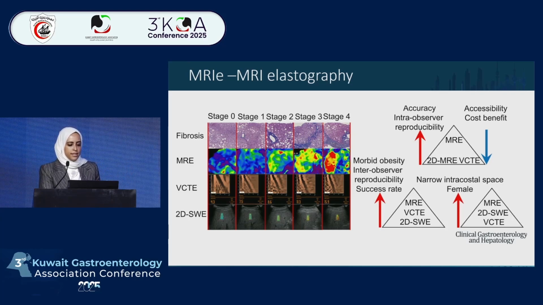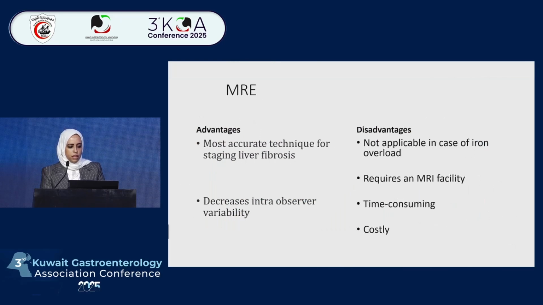However, accessibility is an issue, cost-benefit is an issue. And when it comes to those complicated patients where they're obese or they're females with narrow intercostal space, MRE sits on the top, secondary to 2D shear wave, and then at the bottom is the FibroScan. So the MRE is the most accurate technique for staging liver fibrosis. It decreases intra-observer variability. However, it's not applicable in lots of cases, such as iron overload.